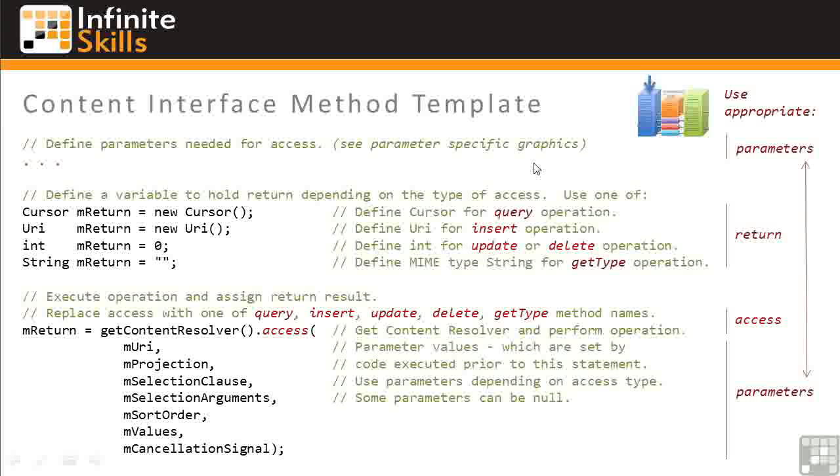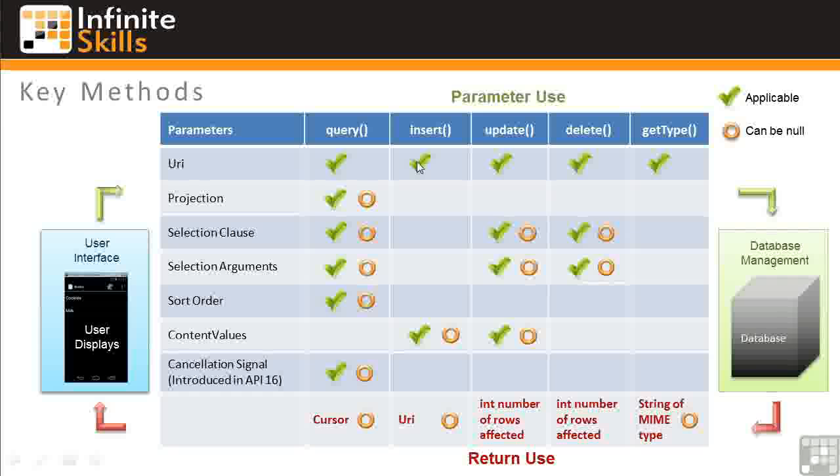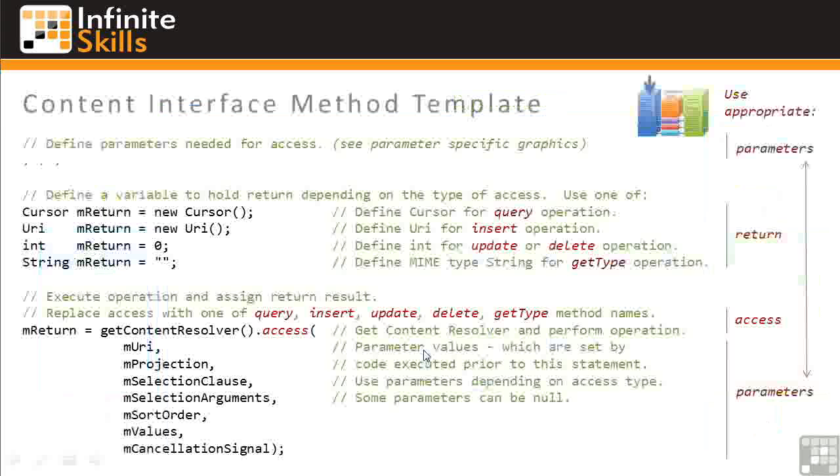The way these templates are set up is that you would make changes to them depending on the access method you're coding: query, insert, update, delete, get type. So in the first section, you'd create the code to generate the parameters necessary for, let's say, the insert method. And you might consult our table of parameters to see that for the insert method you need the URI and possibly content values. So the code to create those would go here.